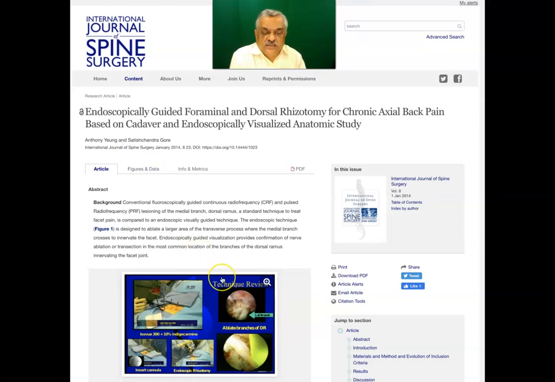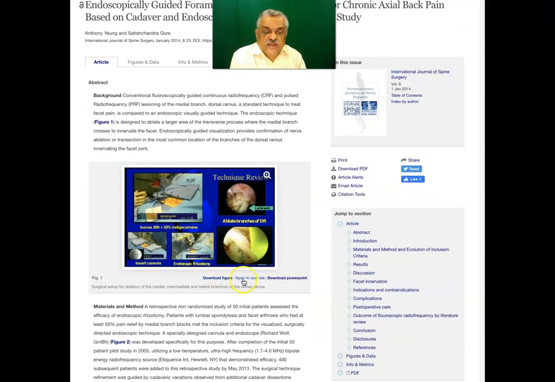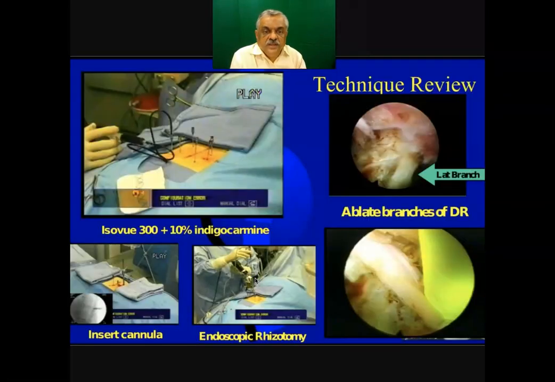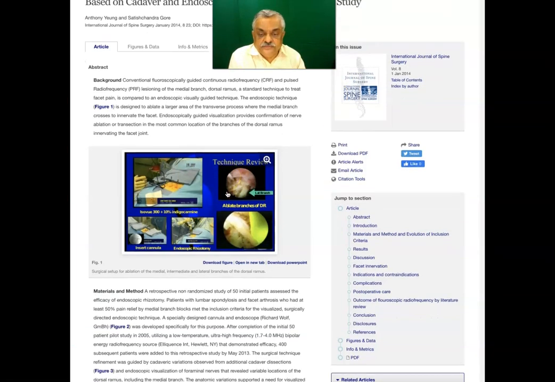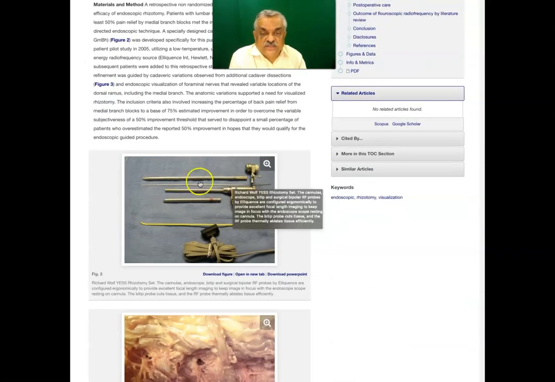Now here what we are doing is a simple demonstration of the procedure, where we are showing you that we put these needles down on the nerves, then we put a cannula there and do a rhizotomy, or we do it through the scope, as you can see here. Now depending on the scope and depending on the target, we may have to change the trajectory quite a bit. Here is a shorter scope which is available, and here is an RF probe which is used.